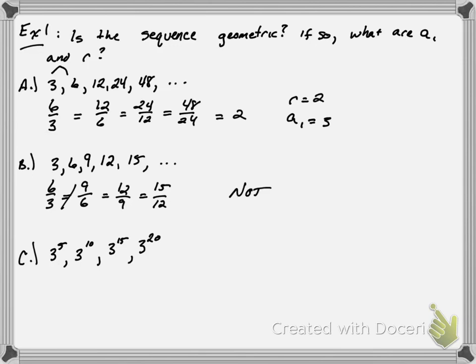What about this one? They try to throw exponents at you just to mess with you a little bit, but it's the same concept. 3 to the 10th divided by 3 to the 5th. Does that equal 3 to the 15th divided by 3 to the 10th? Does that equal 3 to the 20th divided by 3 to the 15th? Again, power over power, subtract your powers. So that's going to be 3 to the 5th, 3 to the 5th, 3 to the 5th. So my a1 in this particular problem would be 3 to the 5th, and my ratio as well is 3 to the 5th.